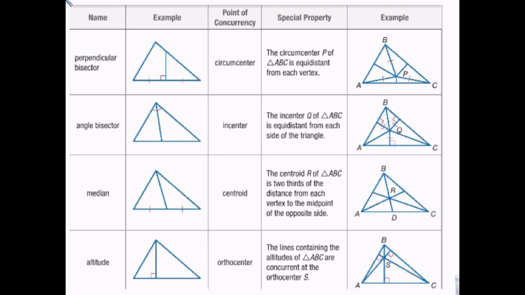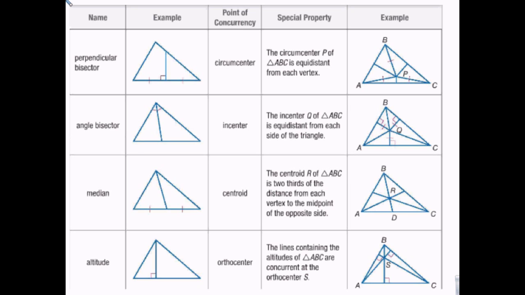We've got the perpendicular bisectors. Yes. Monday and Tuesday. So the perpendicular bisector and angle bisectors we did on Monday, and then the median and the altitude we did on Tuesday.